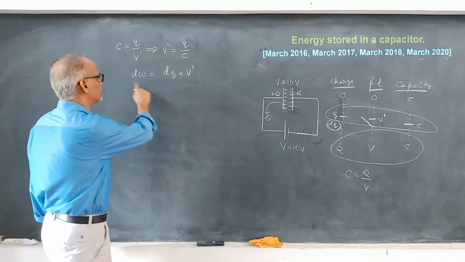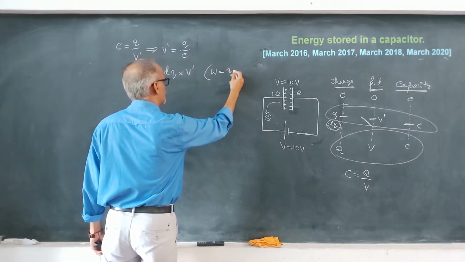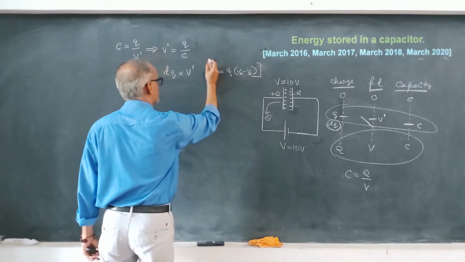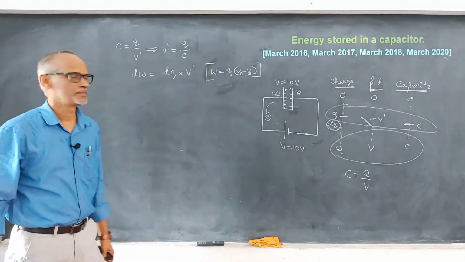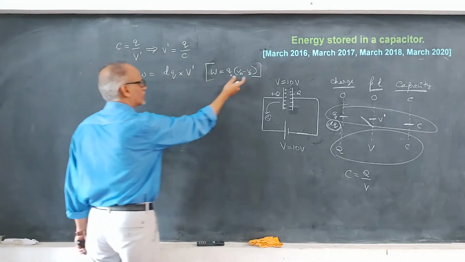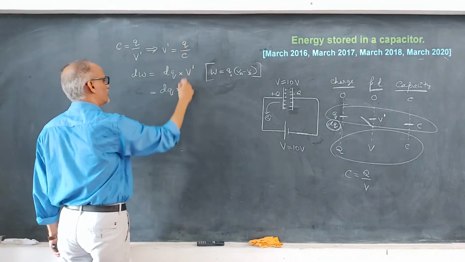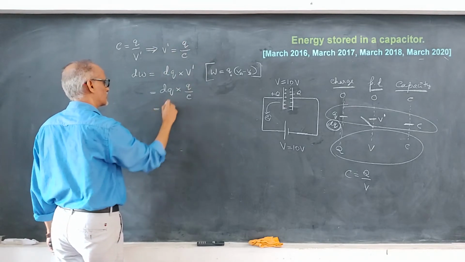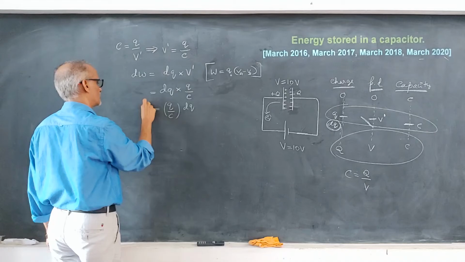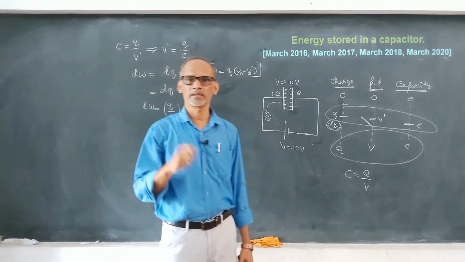Okay. And from where do we get this equation? We get this from the earlier discussion, which is work done is equal to the charge moved into the potential difference. Hope you remember this formula. Work done is equal to the charge moved into the potential difference. So work done is dW, charge moved is dq, potential difference is V dash, that is equal to dq into V dash, which is Q by C. So dW is equal to Q by C into dq. This is a small work done by the battery in transferring a small amount of charge dq.